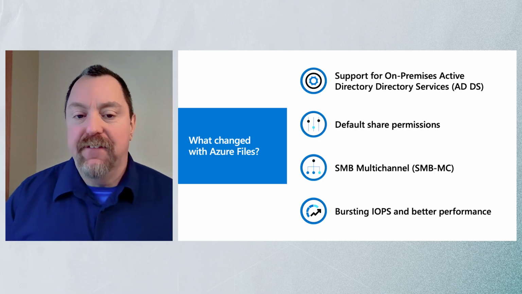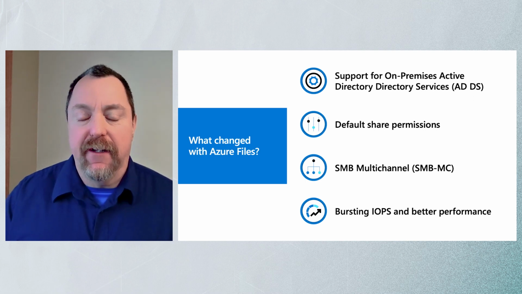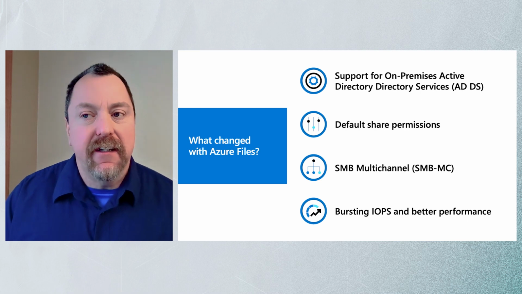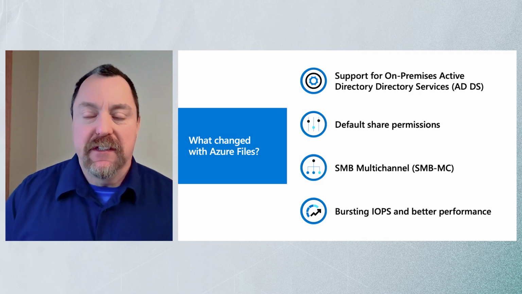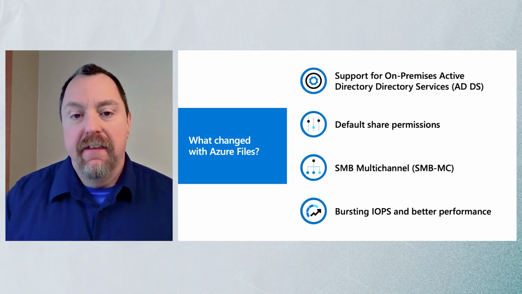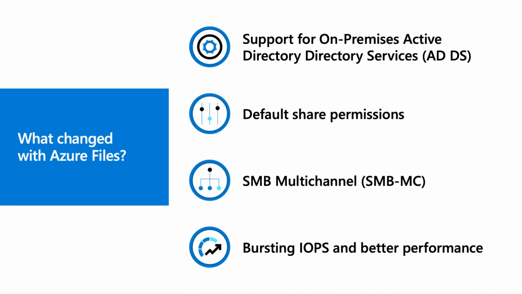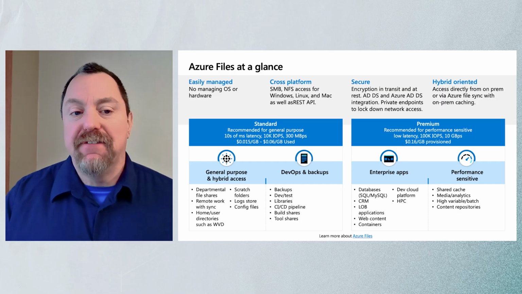By offering the default share permissions, which we'll talk about later, it prevents us from having to do the Azure Active Directory Connect, and it also offers support for some complex forest environments that may not have been applicable in the beginning. It now also offers SMB multi-channel to provide higher level performance. We also offer increased performance by now offering bursting IOPS and bursting bandwidth to provide best-in-class performance across the board.